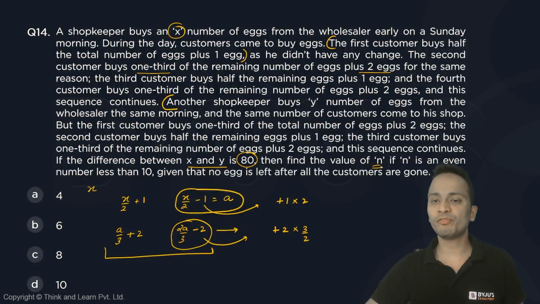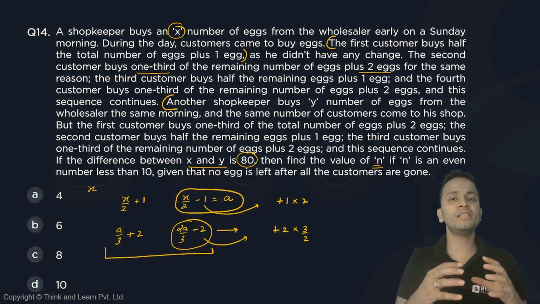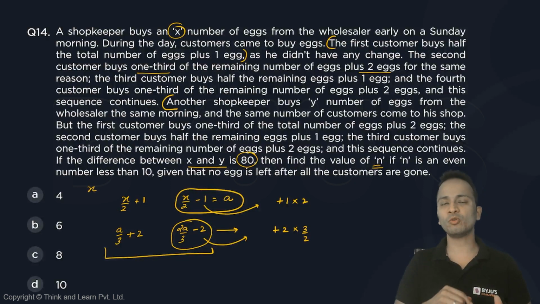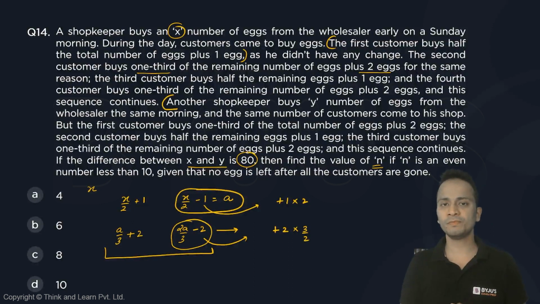We'll have to find the value of n, given that n is an even number less than 10. Since n is an even number, the customers will be coming in groups of 2, 2, 2, 2 each. So I don't have to check the difference before every customer. I will look at either 2 customers or 4 customers or 8 customers and so on, and then compare the initial number of eggs after every group of 2 customers have come. It is also given that no egg is left after all the customers are gone, so an equal number of customers have come. The difference between the initial number of eggs is 80. So I'll do the backtracking in both cases parallelly.